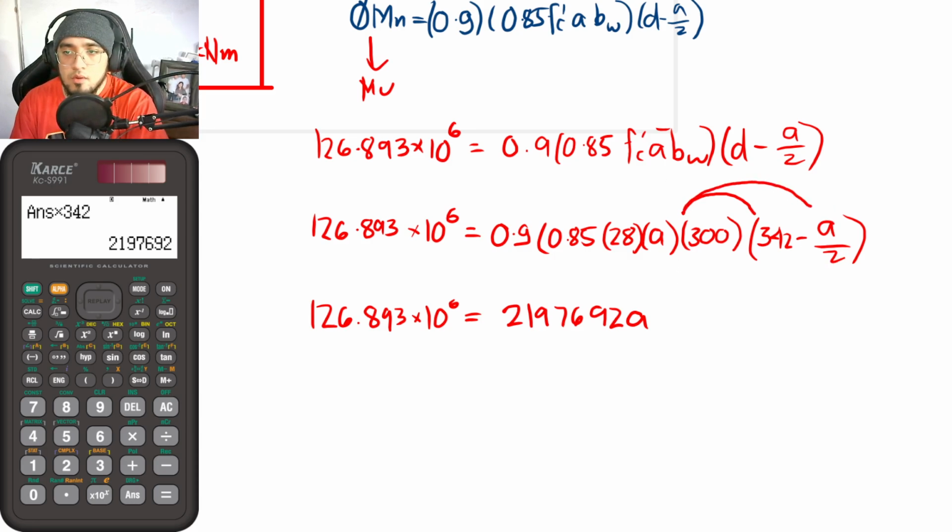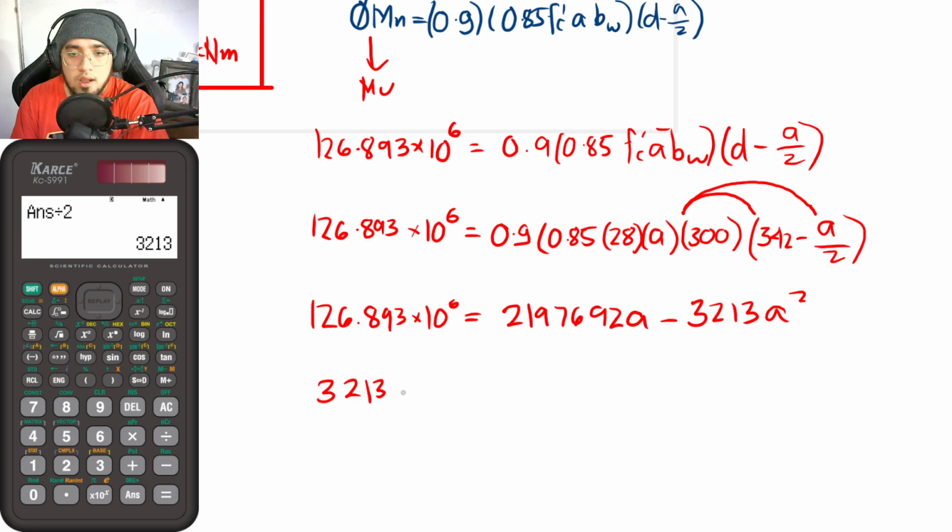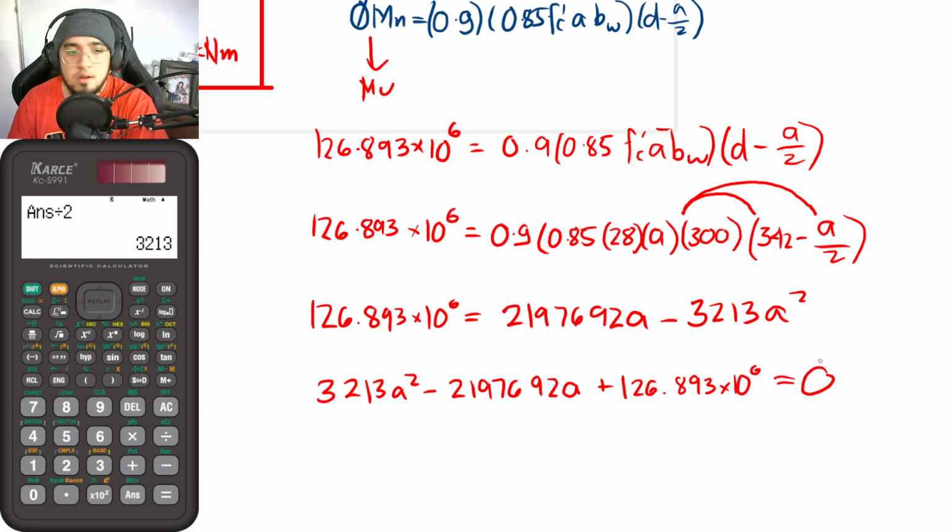If I am now to multiply this side by a over 2, so this is now equal to minus. So going back to our answer here, 0.9 times 0.85 times 28 times 300, we would just be dividing this by 2. So our answer here is 3213A squared. So rearranging, this is now to become 3213A squared minus 2197692A plus 126.893 times 10 raised to 6. This is now equal to 0.